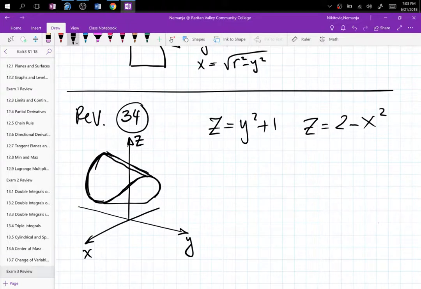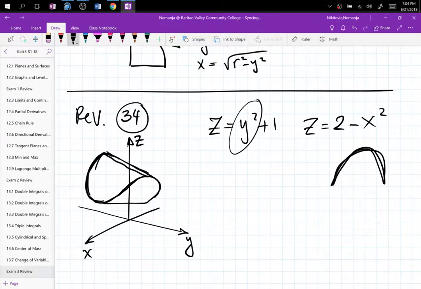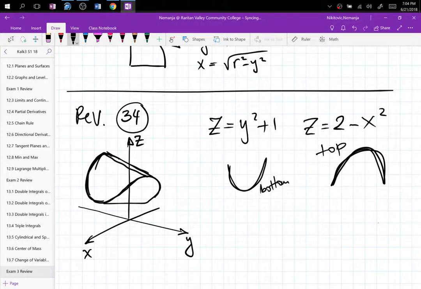Also, by looking at the equations, guys, which one is on the top, which one is on the bottom? Okay, you see two numbers, 1 and 2. Which one is on top? Which one is on the bottom? Yes, the 2 is on the top because the parabola over here is negative x squared, and negative x squared looks like this. And this is positive y squared. That's going to look like that. So clearly, this is the top, and this is the bottom. Great.